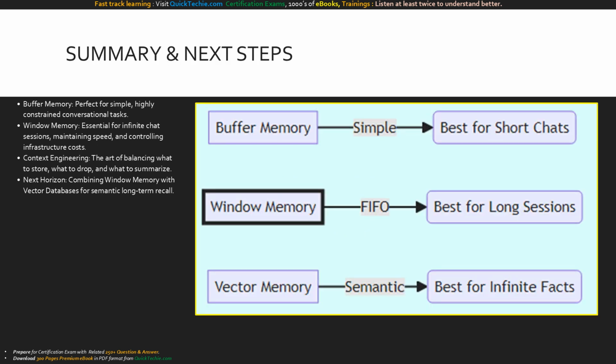To wrap up, memory design is critical for production AI. Conversation buffer memory is your simple, flawless tool for short tasks. But as soon as your users engage in long, continuous sessions, conversation window memory becomes absolutely mandatory for controlling costs and avoiding the lost in the middle token crisis. This is the essence of context engineering, learning exactly what to retain and what to let go.